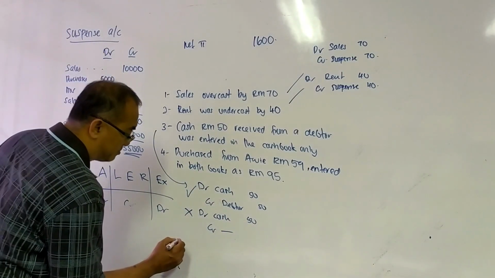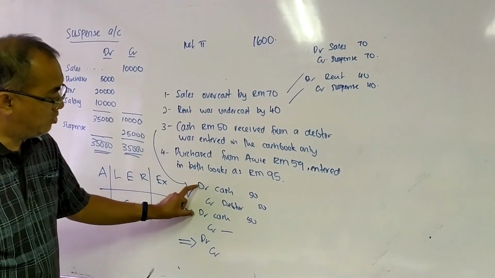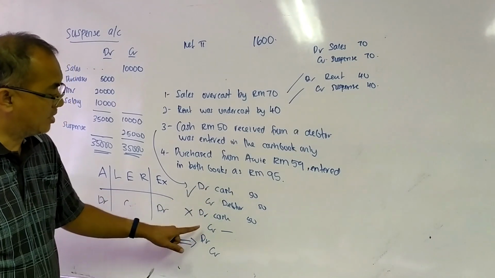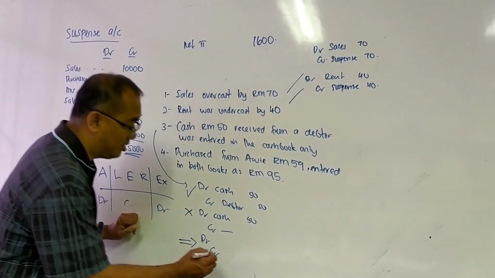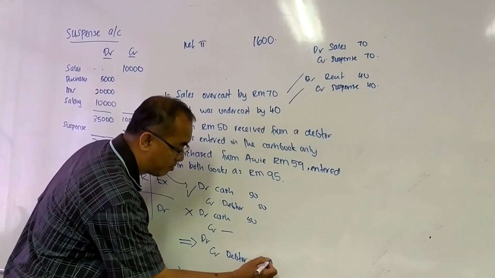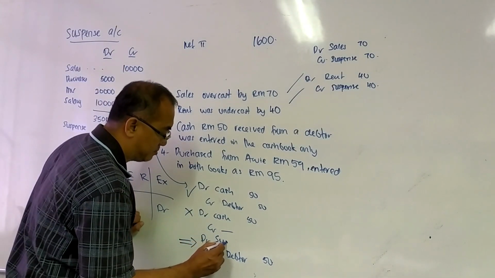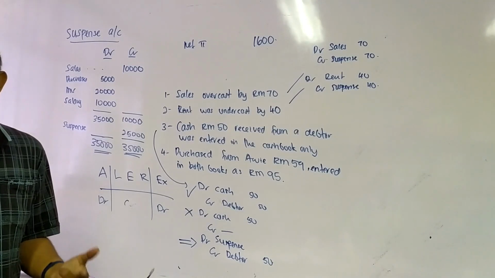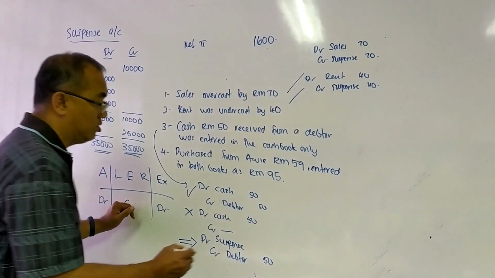So correction. This one we don't touch anymore, because both of them are correct. The wrong one is you didn't put the credit side, debtor. So now you put debtor 50 right here, suspense. Because there's nothing, you cannot touch cash, because cash is already correct. Because you have already entered in the cash book. So 50.